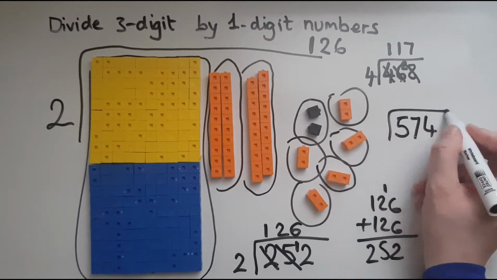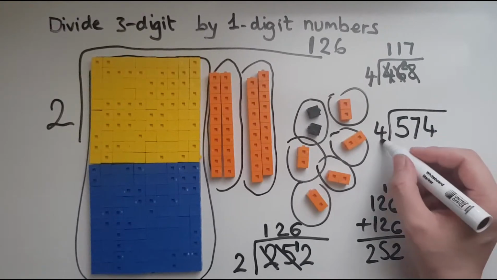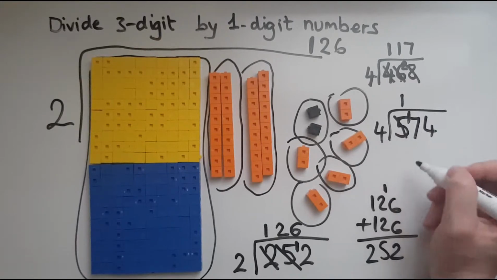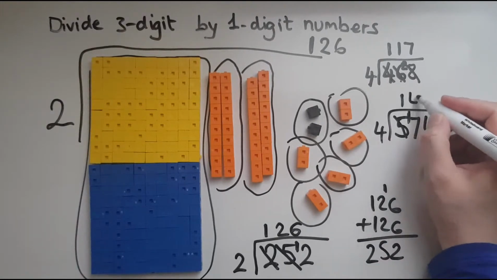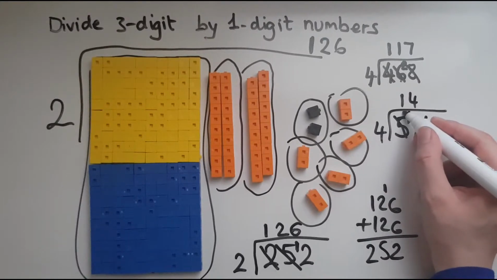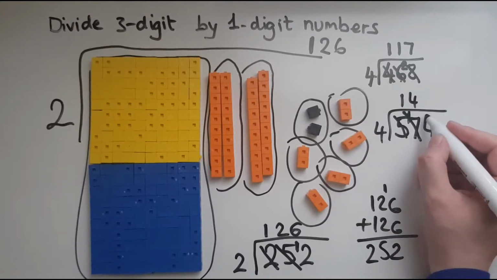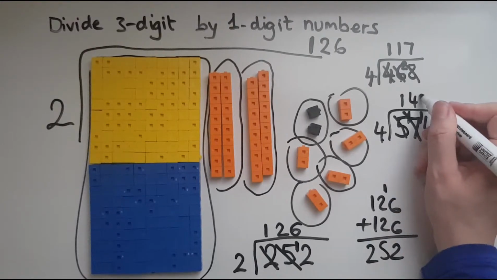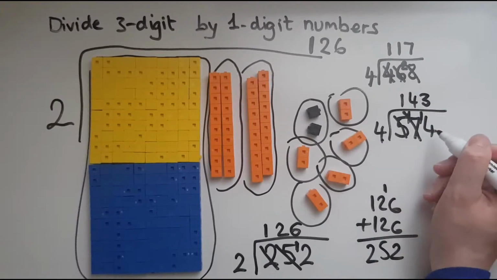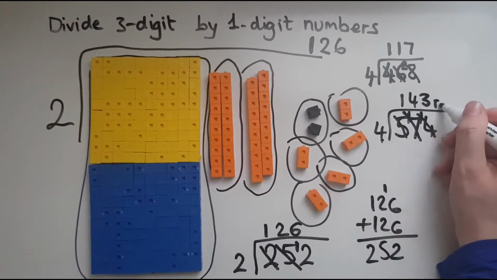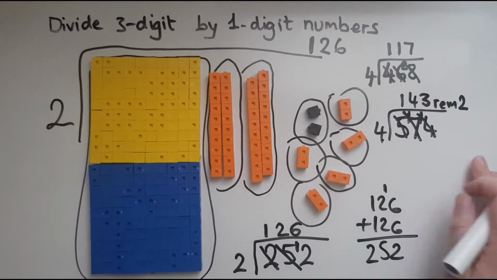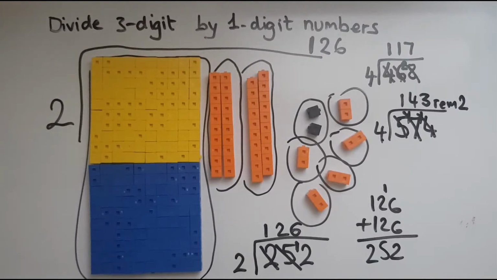Now we'll try another one. 574 divided by 4. So how many 4's fit into 5? That is 1, and there is 1 remaining. How many 4's into 17? That is 4. So 4 times 4 is 16, and that leaves us with 1 remaining. How many 4's into 14? That is 3, because 3 times 4 makes 12, but there are 2 remaining, so remaining 2. So this shows how to divide 3-digit numbers by 1-digit numbers.